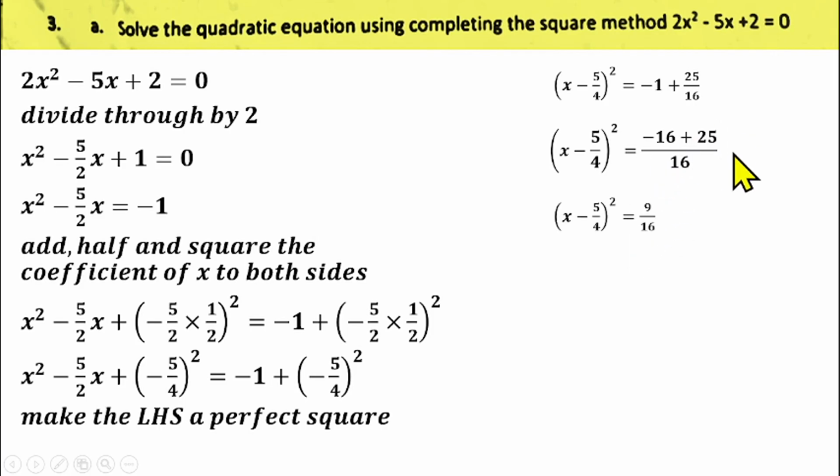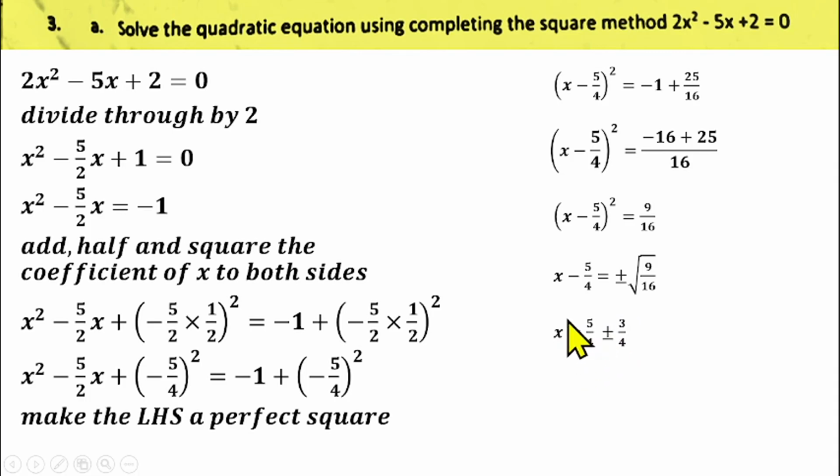Simplify further. Minus 16 plus 25 gives us 9 over 16. Then we need to get rid of this square by finding the square root of both sides. So that gives us s minus 5 over 4 equals plus or minus the square root of 9 over 16. The square root of 9 over 16 is 3 over 4. So that will give us plus or minus 3 over 4. Then you take this minus 5 over 4 to this side. That will give us s equals 5 over 4 plus or minus 3 over 4.